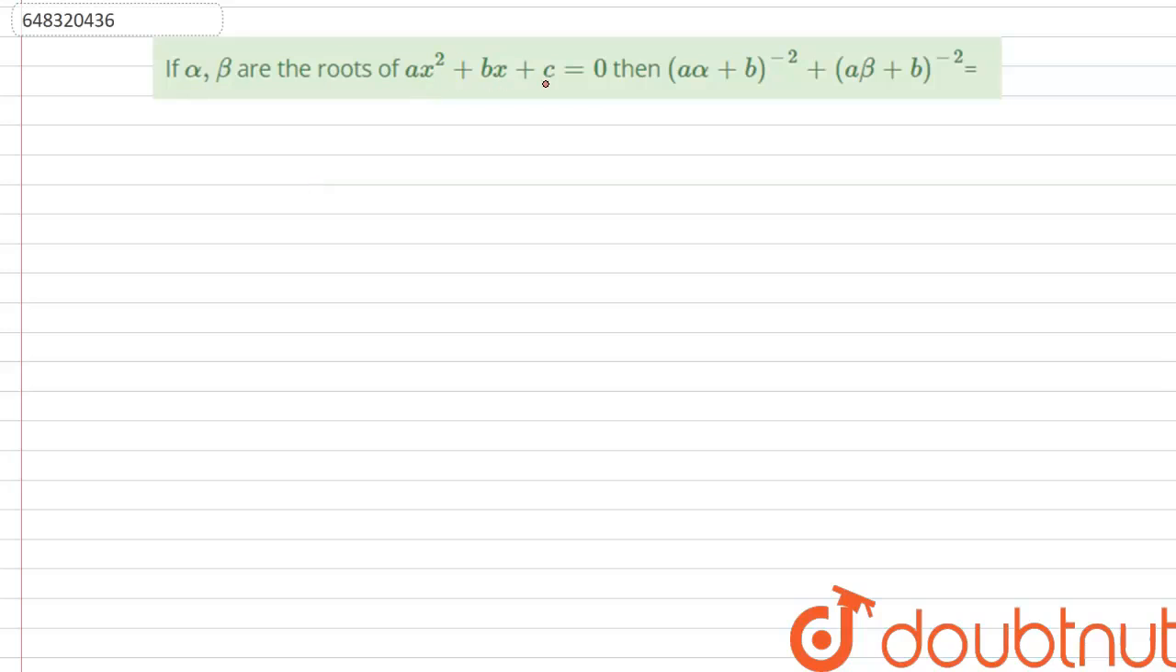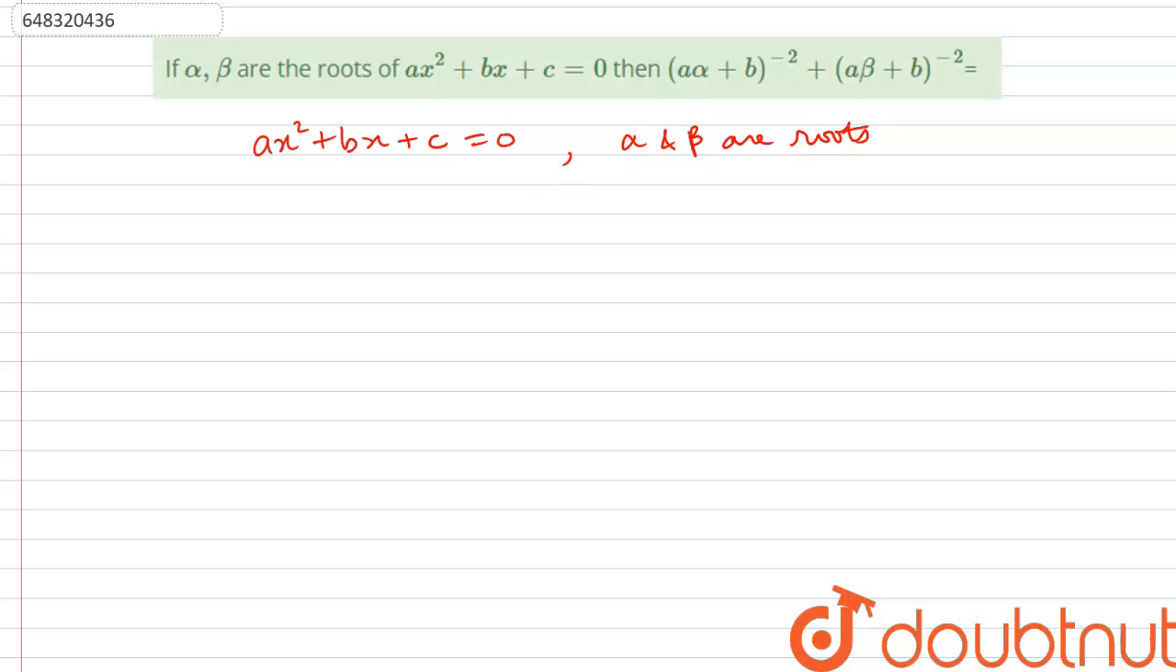It is given that alpha and beta are the roots of this quadratic equation, ax squared plus bx plus c is equal to 0, and we need to find the value of this expression. So the quadratic equation is ax squared plus bx plus c is equal to 0, and alpha and beta are the roots.